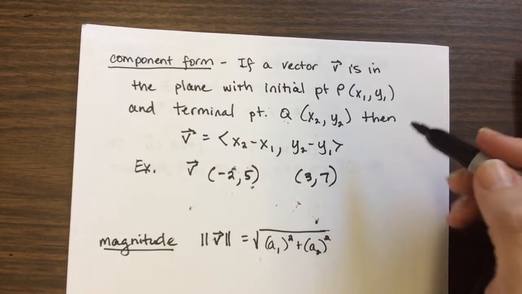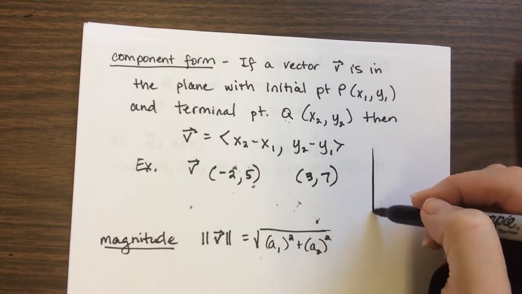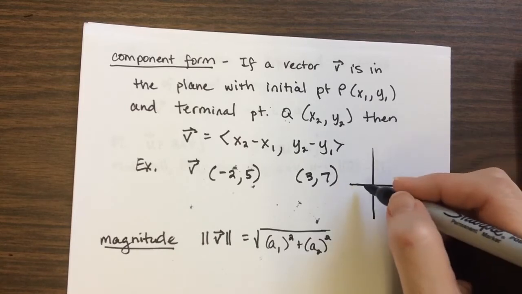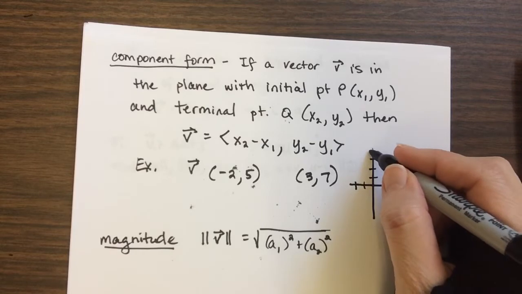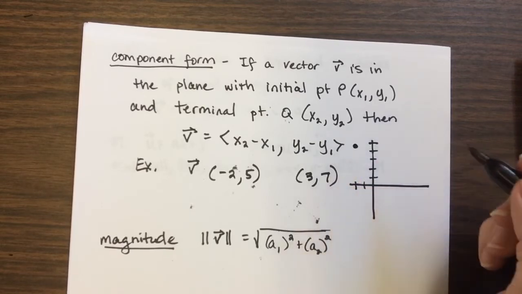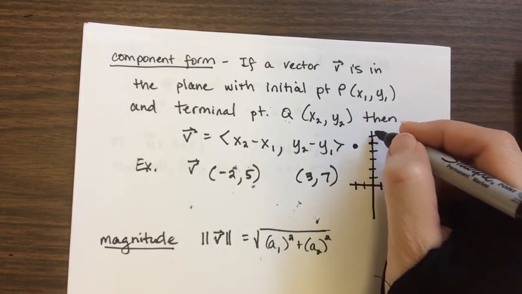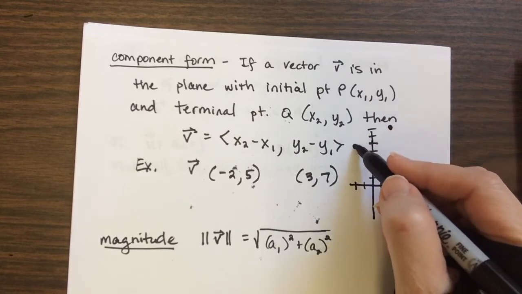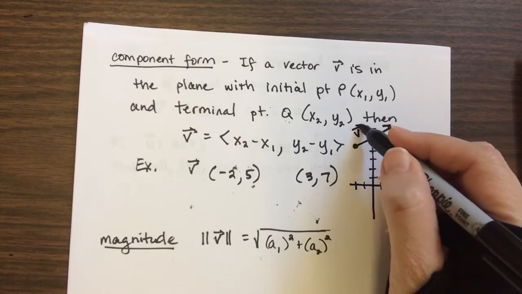So actually it's probably going to make more sense if I draw it out. So let's look at this. Alright, so we've got -2, 5. That is my initial point. And then I've got 3, 7, that is my terminal point. So I've got this vector that looks like that, and we named it v.